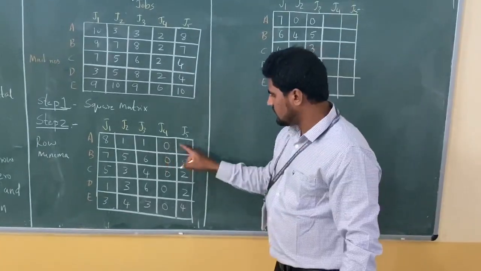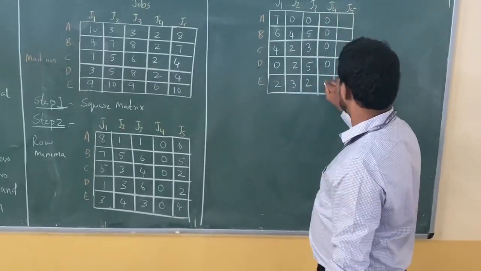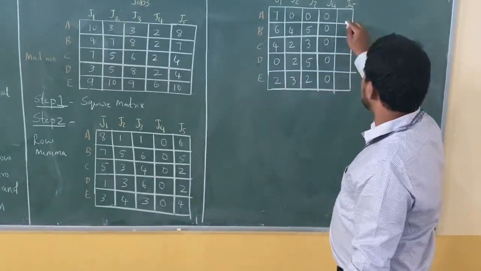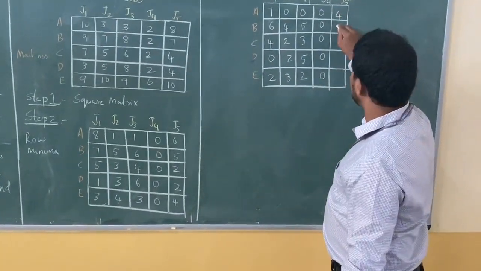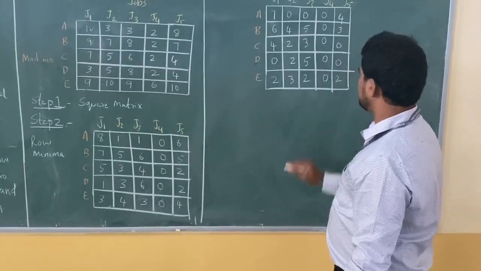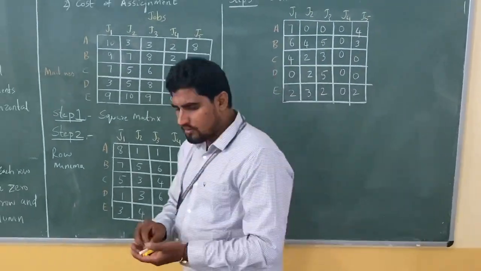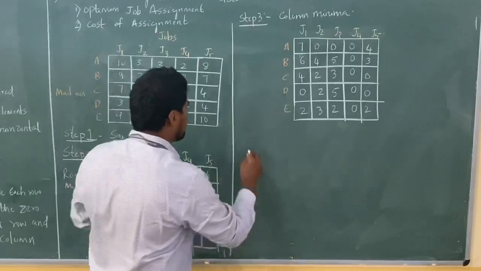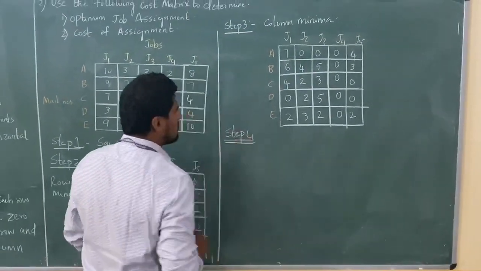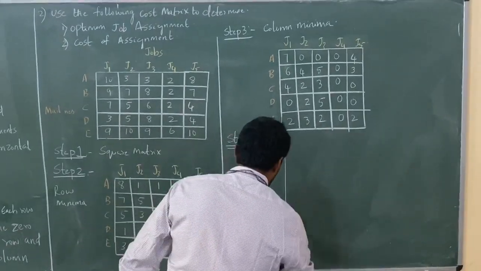In J4 the least is 0, so it remains as it is. Check the J5 column: the least number is 2, so 6 minus 2 is 4, 3, 0, 0 and 2. This is step number 3. Next we shall move on to step number 4. I'll just repeat the same matrix here.